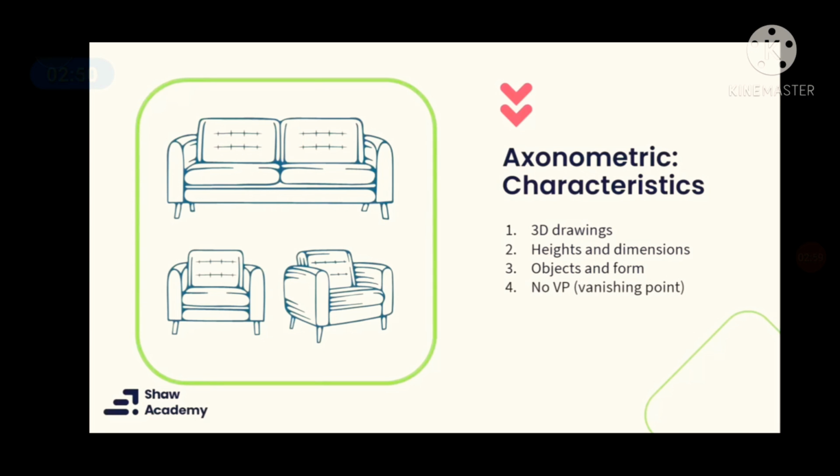They do not have vanishing points or VP. We'll get to the explanation of vanishing points in a couple slides. Don't worry, guys, hang in there. These drawings, because they are drawn of objects and form, are typically used in the construction industry. We also have 3 types of axonometric drawings. First is the isometric, the dimetric, and the trimetric drawing.